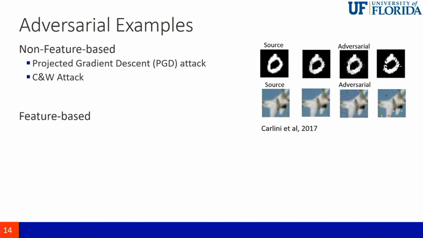So the left figure, the 0 and the plane, is the source image. And the right, all three figures are the adversary images. So if you ask the machine learning model to tell you what they are, they will tell you this number could be 1, could be 2, could be 7. The plane could be anything else.